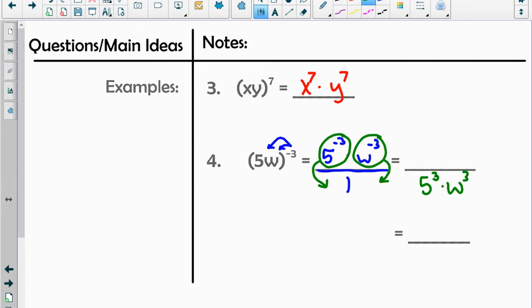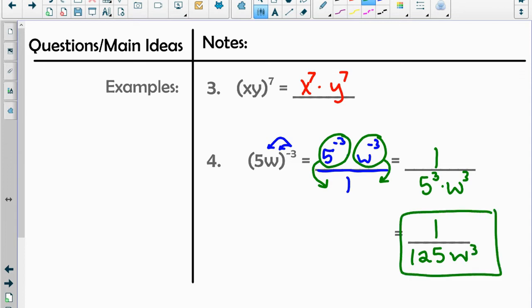Now, in terms of what's left over, if I moved everything out of the numerator, there's still that invisible 1 left behind. And then the invisible 1 that was on the denominator is no longer needed because there's other stuff there. The last thing I would want to do here is simplify the power that we can. 5 to the 3rd power is 125. So I'd write this as 1 over 125 times w to the 3rd power. That would be my simplified form for number 4.